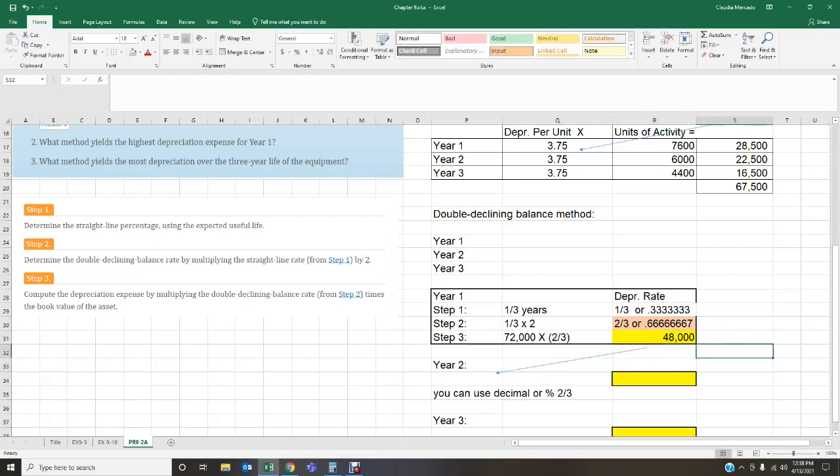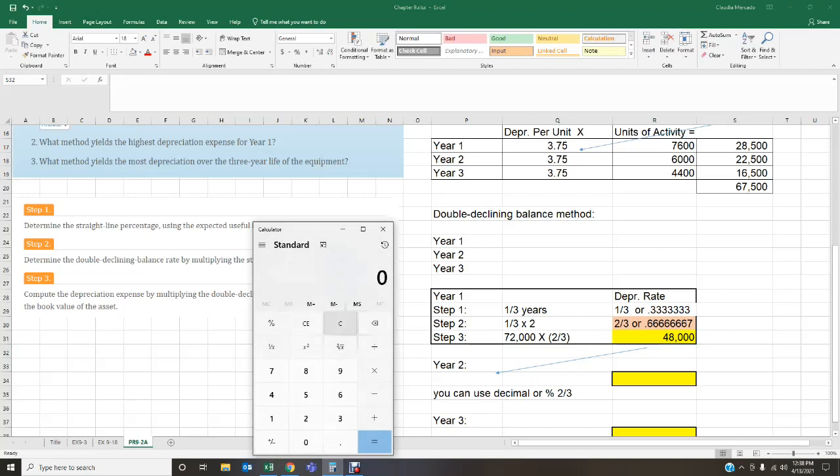Now you can do the long way, which is 1 over 3 gives me 0.3333. You have to keep it as is. Once you keep it as is, you multiply by 2, and it gives you that long number. Once you have that long number, you multiply it by 72,000 and it gives you 48,000.